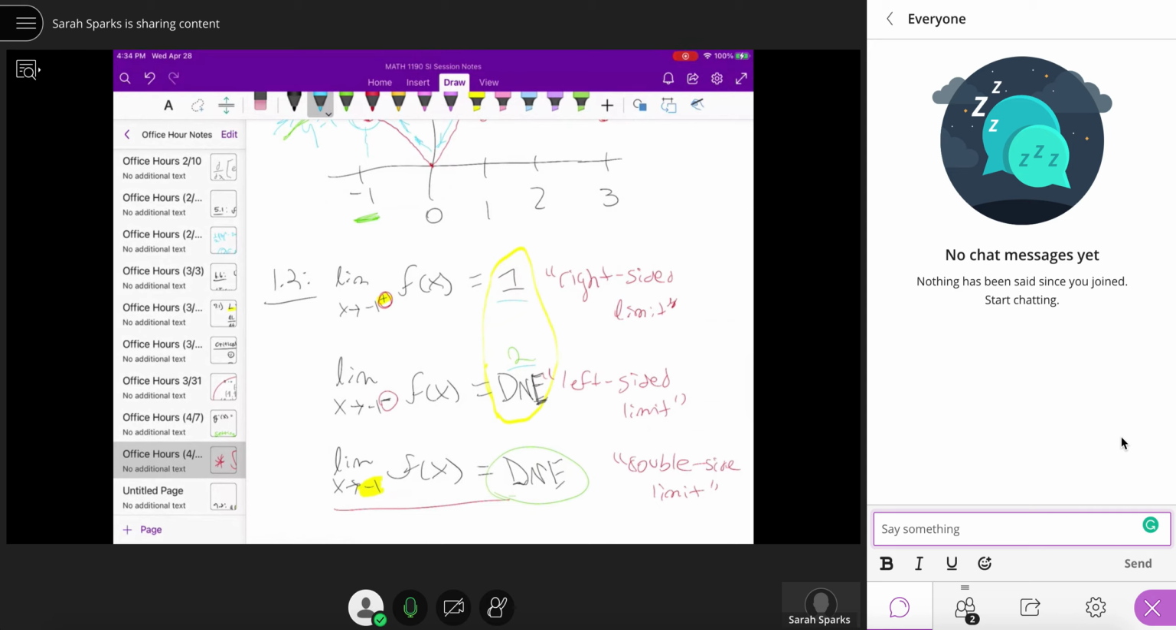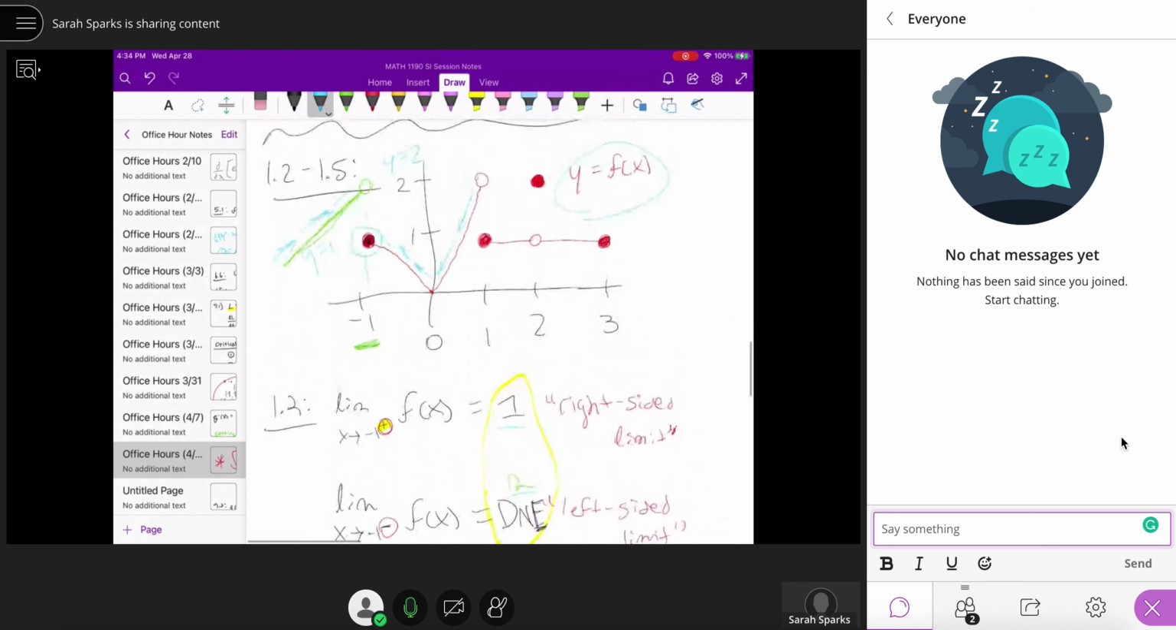Okay. Sorry, what was your question? What if it's like a closed circle? Whether the circle is closed or open doesn't matter. All that matters is what your function is going towards.